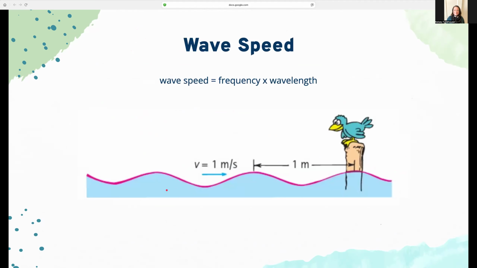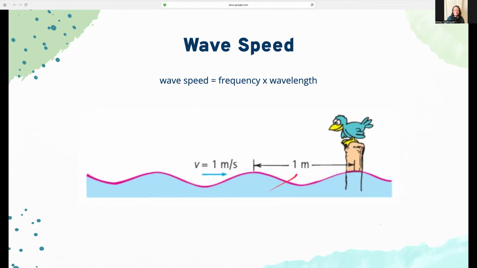You can also find the speed of a wave just based on its frequency and its wavelength. So remember, wavelength is distance, and frequency is 1 divided by time, 1 divided by seconds. So if we multiply the frequency by the wavelength, that's distance divided by time. That is a unit of speed.